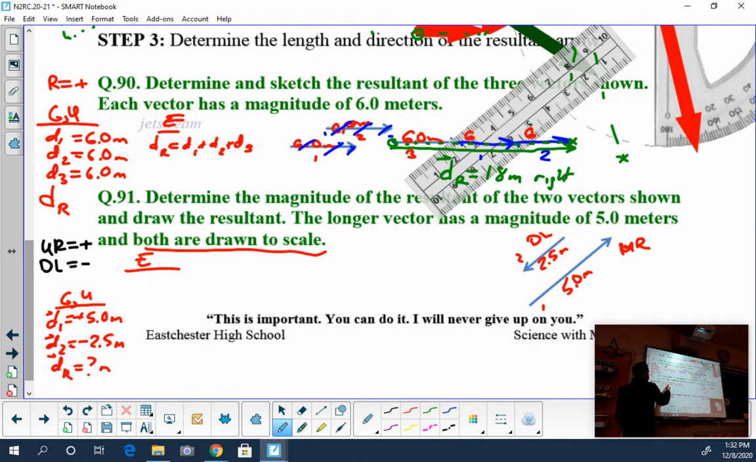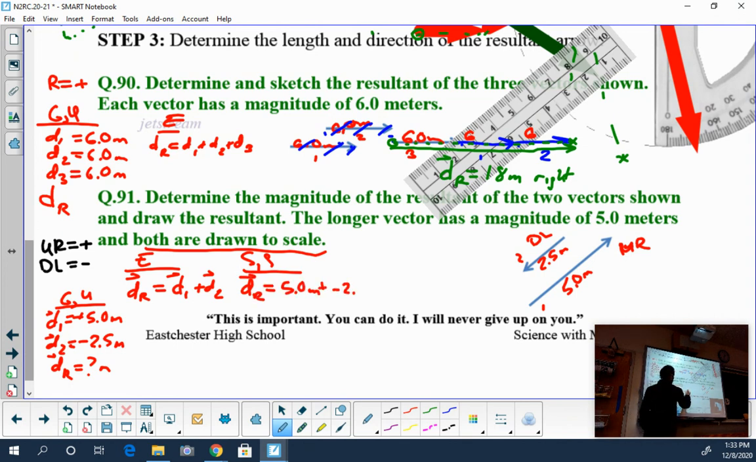And the equation, of course, just add them up. This is what vector addition looks like. Now, it'll get a little more complicated when we have 2 dimensions, but for right now, this is easy. D1 plus D2. And, of course, substitute and solve. The resultant is going to be 5 meters plus negative 2.5 meters. Of course, gives you 2.5 meters in the positive, which is up and to the right.